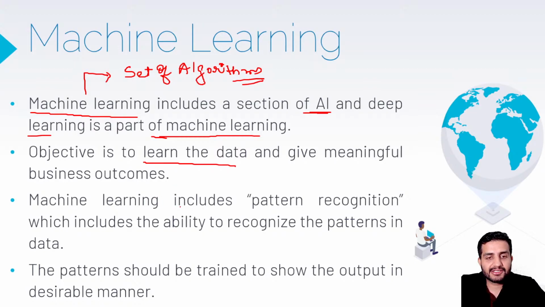So I have been using this term quite often. Machine learning includes pattern recognition, which includes the ability to recognize the patterns in data. Very interesting point, guys, and this is in fact one of the very important points. Pattern recognition can actually be seen in multiple different ways.